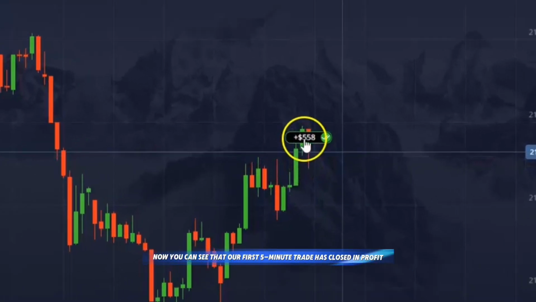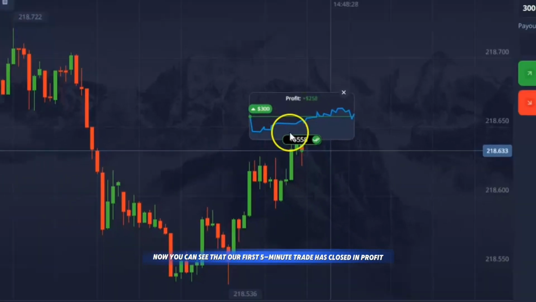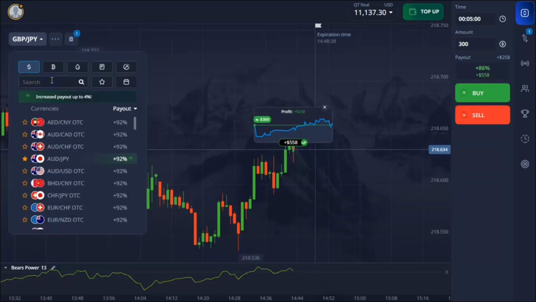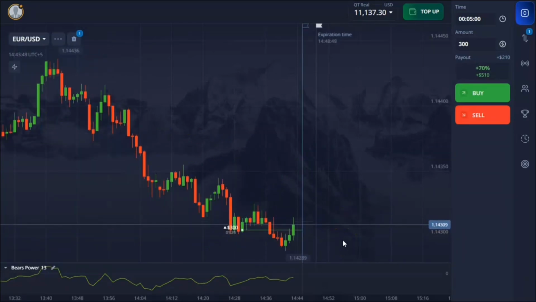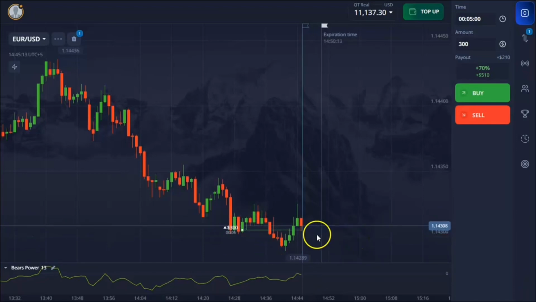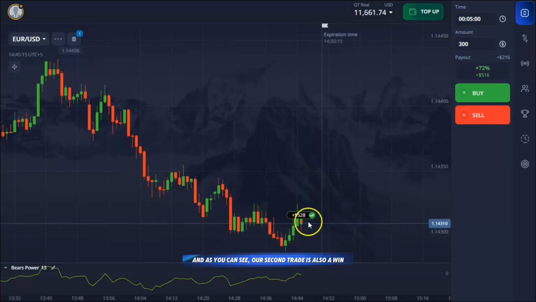Now you can see that our first 5-minute trade has closed in profit. Let's check the second trade. And as you can see, our second trade is also a win.